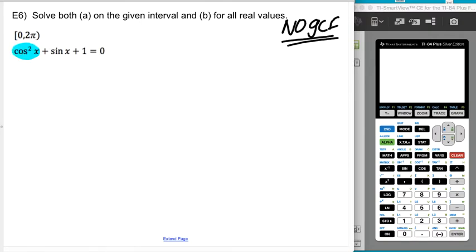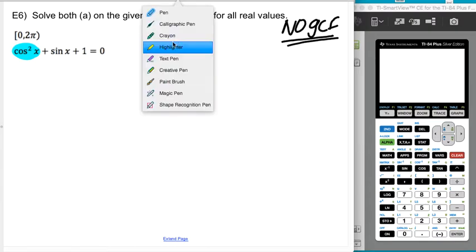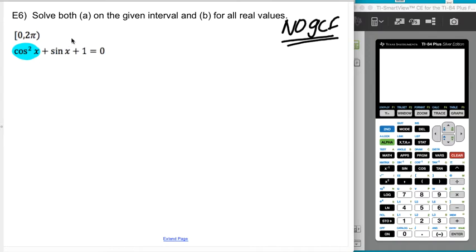But what I can do is use a Pythagorean identity to replace the squared term. There is no way to replace sine. I am stuck with this sine. It is linear. There is no formula for a linear sine that will replace it.